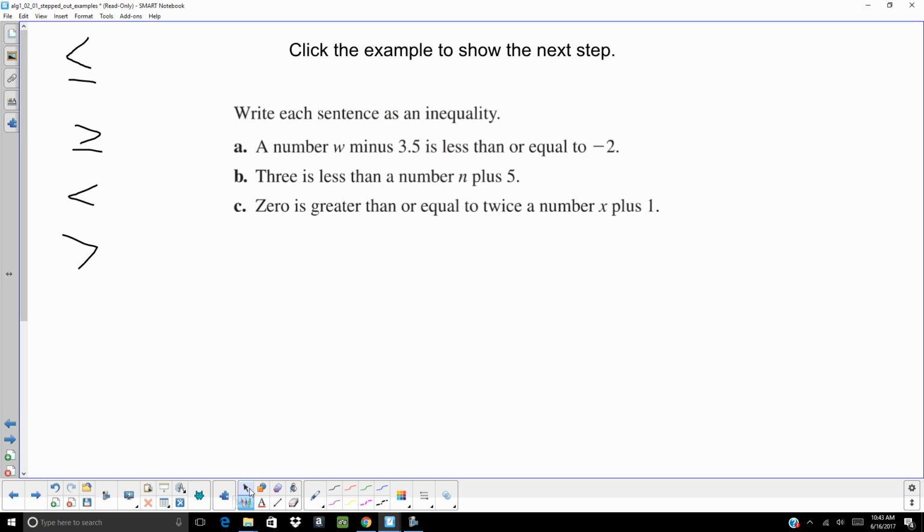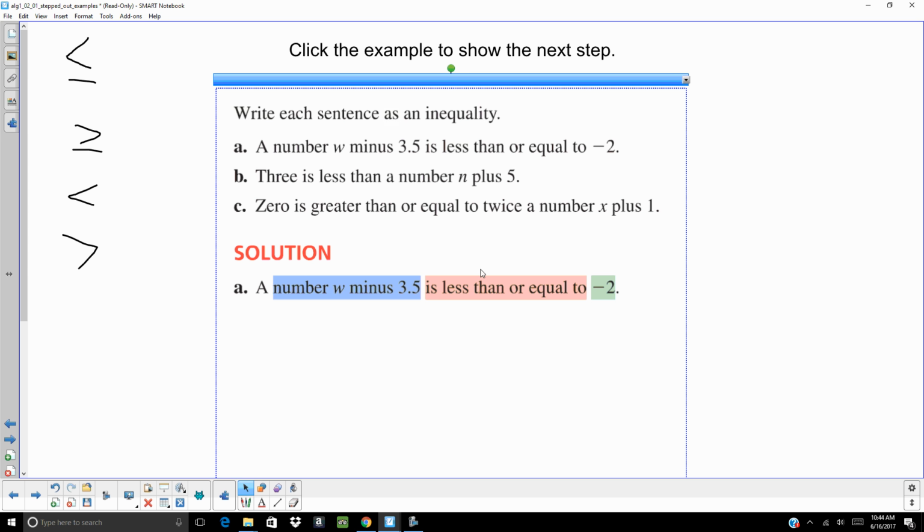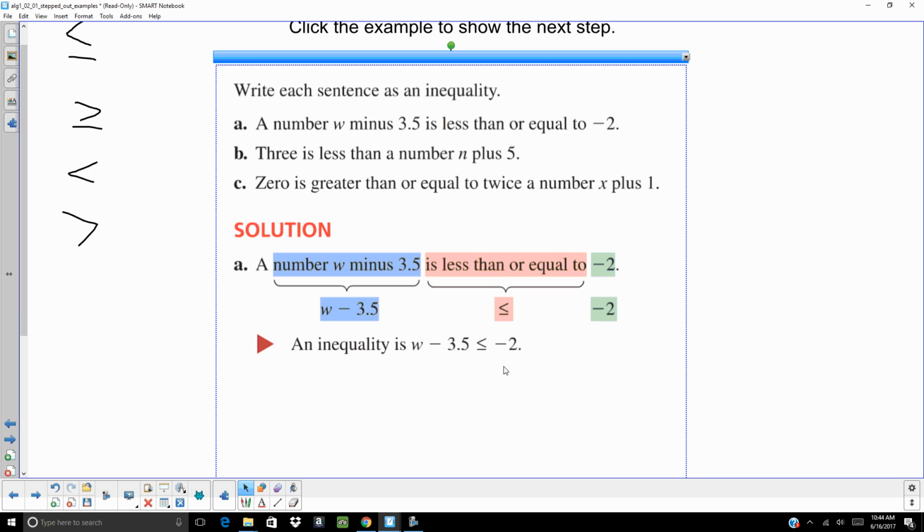So on our first one, we're going to write each sentence as an inequality. A number, W, minus 3.5 is less than or equal to -2. So I kind of highlighted what is important here. We've got a number, minus 3.5, less than or equal to -2. So our inequality is just going to be W minus 3.5 is less than or equal to -2. You say it exactly how it is written.